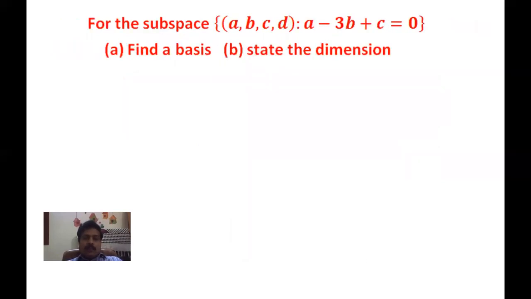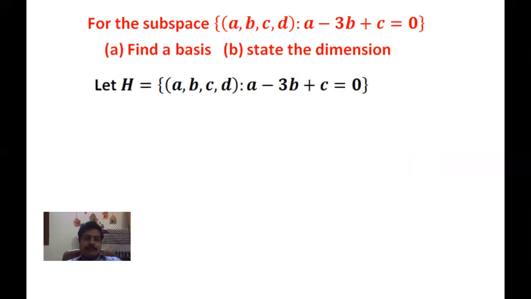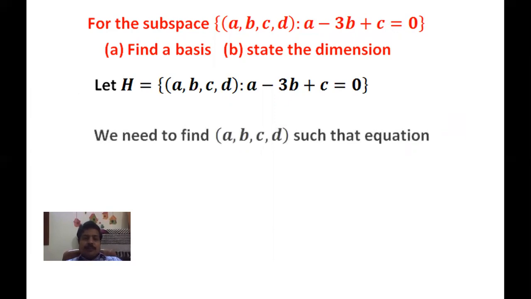And this is one more problem. For the subspace, the set of (a, b, c, d) such that a minus 3b plus c is equal to 0, find a basis and state the dimension. So let us name it as H. That is, H is equal to the set of (a, b, c, d) such that a minus 3b plus c is equal to 0. We need to find a, b, c, d such that the equation a minus 3b plus c = 0 is satisfied.